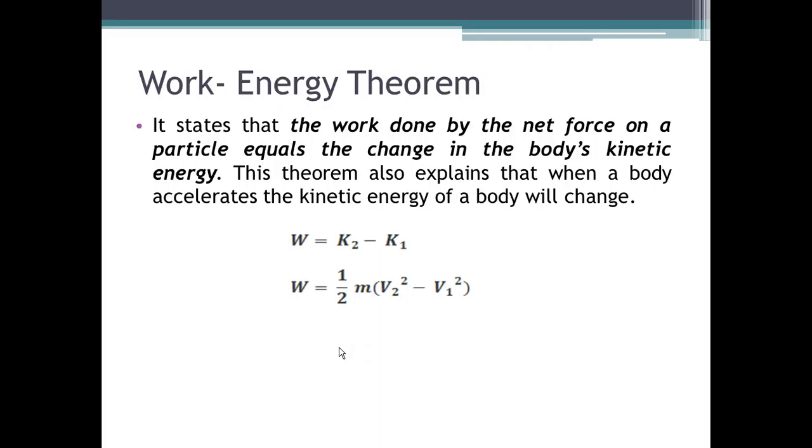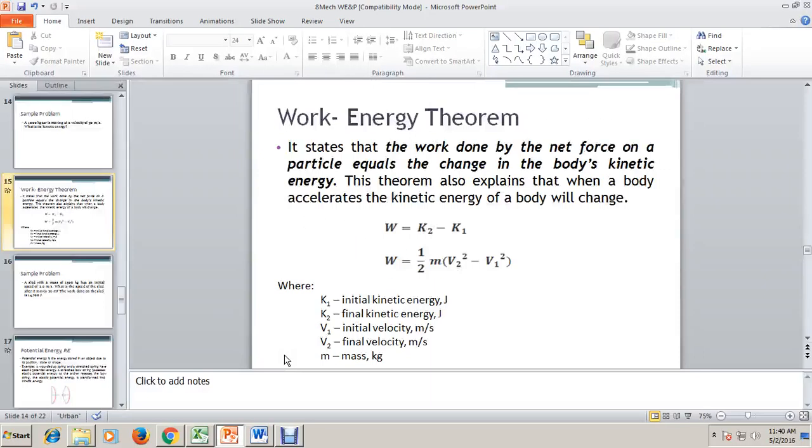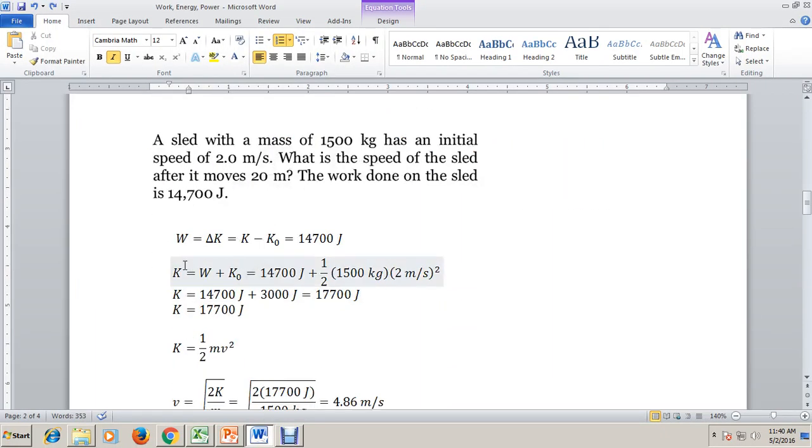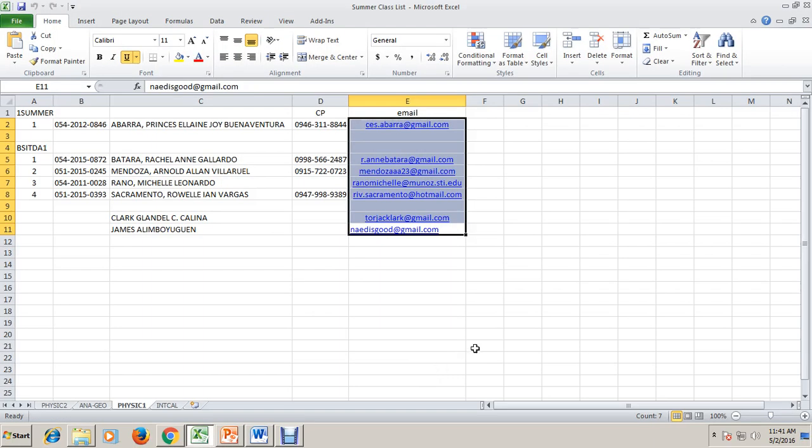How does the work energy theorem work? This is simply that the work done is equal to the change in kinetic energy of the object. So this is work equals delta K. Just like what is illustrated here, work is equal to delta K, or the change in kinetic energy, which is computed by the final value of the kinetic energy minus the initial value. Okay, so the final value does not have any subscript. K sub 0 is your initial kinetic energy.